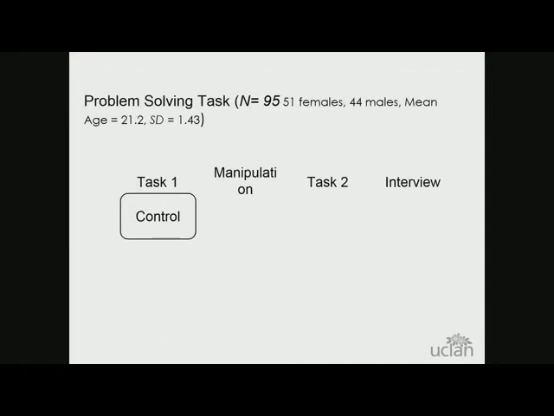Okay, so we had 95 undergraduate participants, and they took part in a 30-minute problem-solving task with a Confederate. So the first part of the task was our control or baseline, where they took part in the problem-solving task as normal. There were no manipulations. We then had a cheat manipulation.